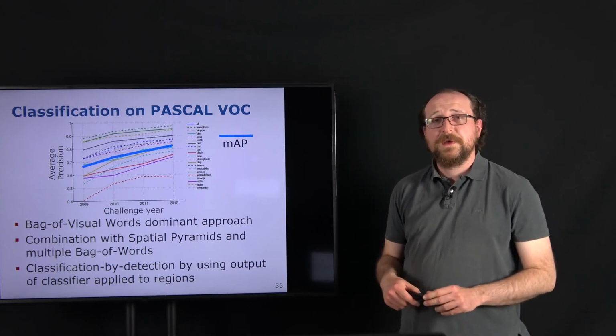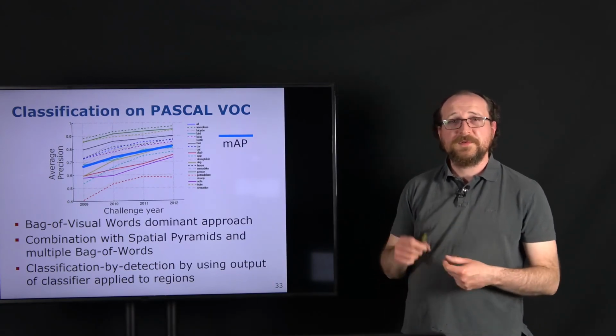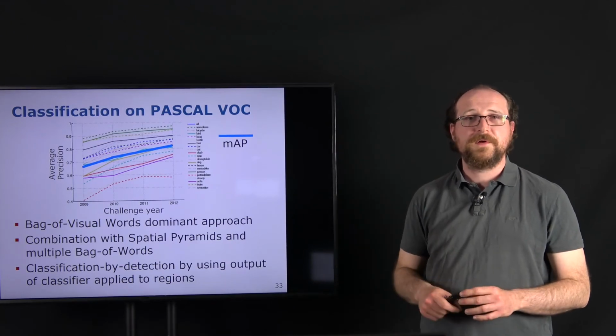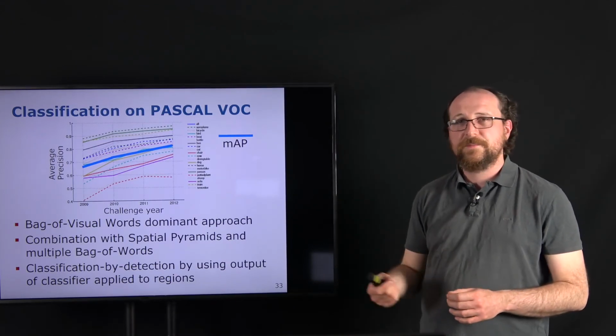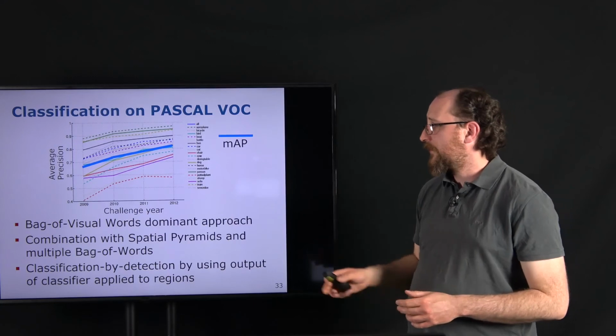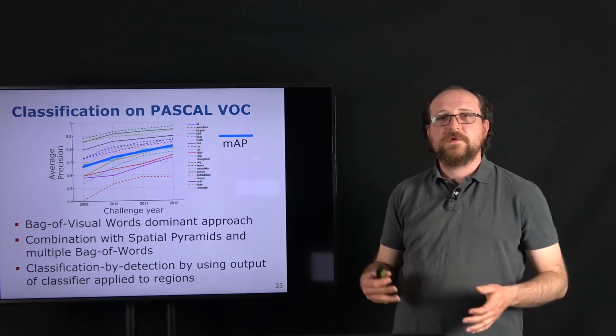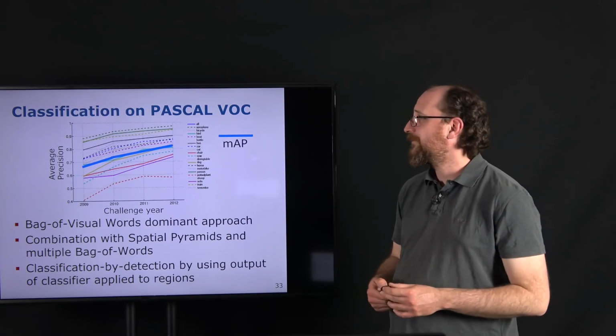So that means by detecting the specific object that you are interested in, what you wanted to have in the end for the classification, like aeroplane or something like this, you could also use the detection output of a detector in the end. So it's just a combination of both.